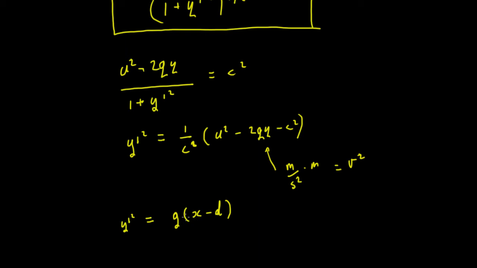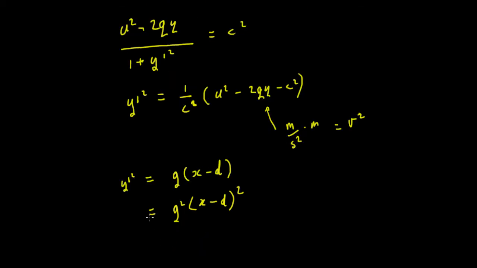velocity squared, but we're not looking at just the y derivative, we're actually needing the y derivative squared. So the y derivative squared is going to be g squared, x minus d squared. Okay, so that means that we can finally write out, and I've just got enough space here, I'll just write it down the bottom.